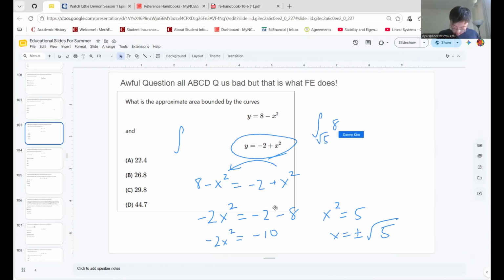So this is on top, right? Well, how do you know it's on top? Yeah, it's on top. So the top minus this equals the area. Integral from negative square root of 5 to square root of 5 of 8 minus (2 plus x squared) dx.